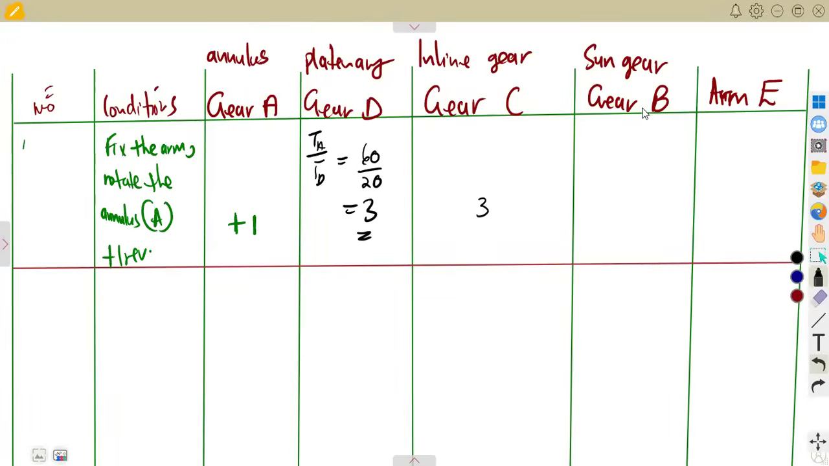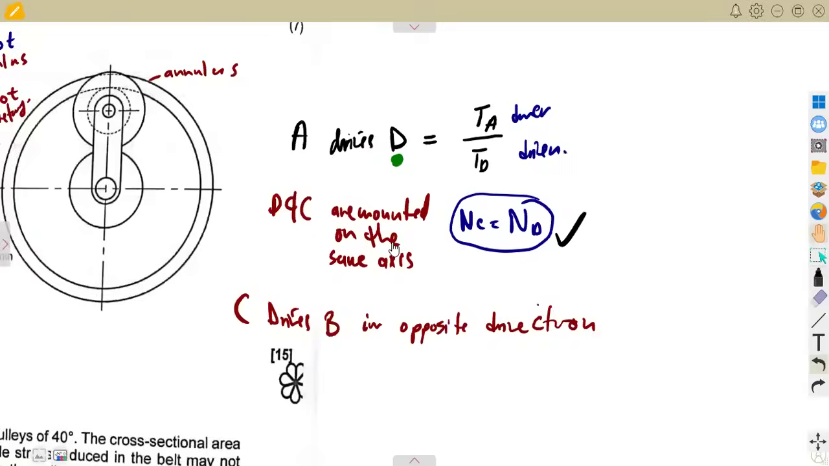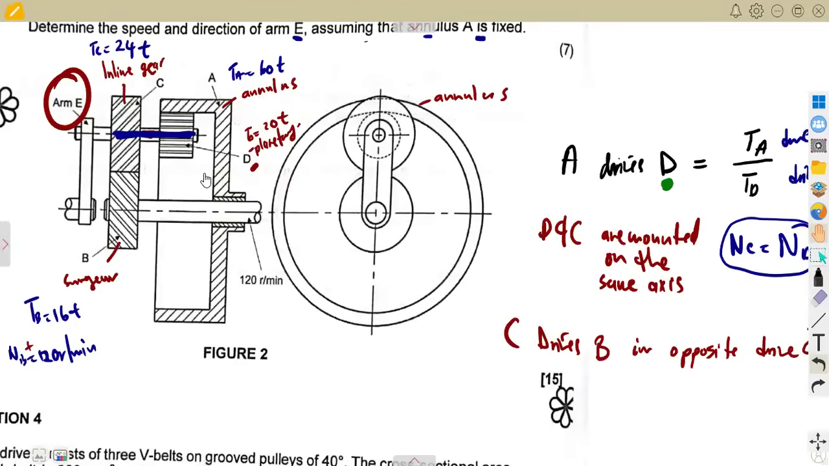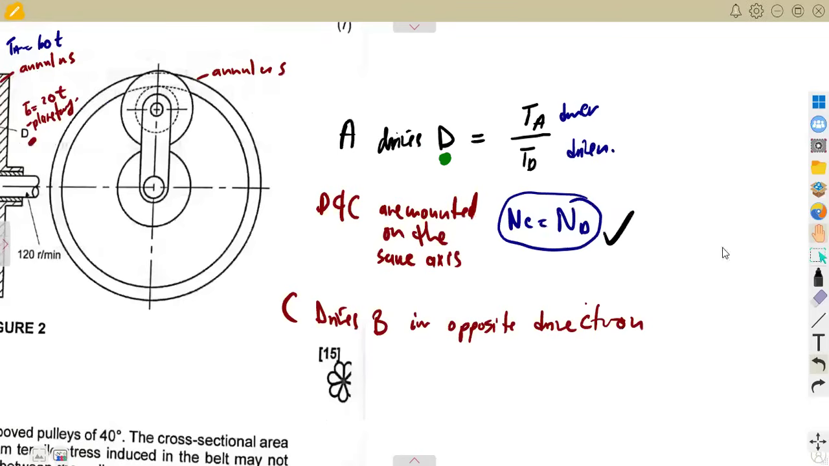And the sun gear now is a combination; we're going to have the product of A and C. Remember, C is going to drive B. So you're going to have the product of the drivers over the driven. The drivers in this case, considering our diagram, is the annulus A driving D. So that is the driver. We are considering A, the drivers over the driven.